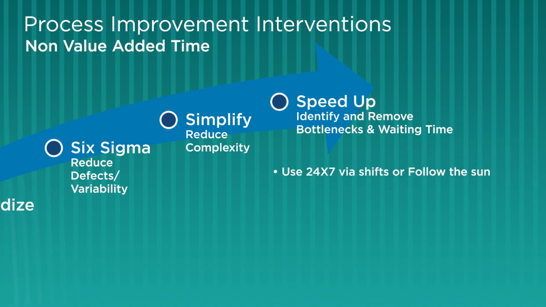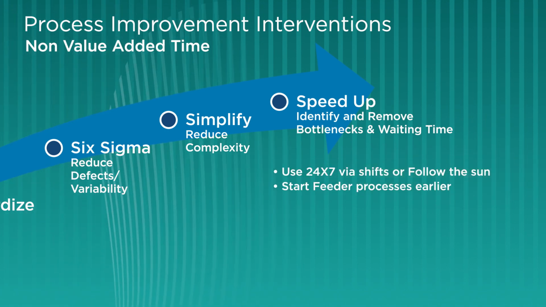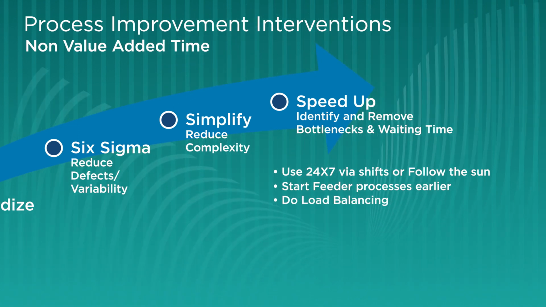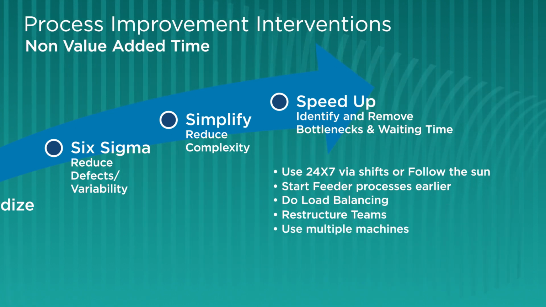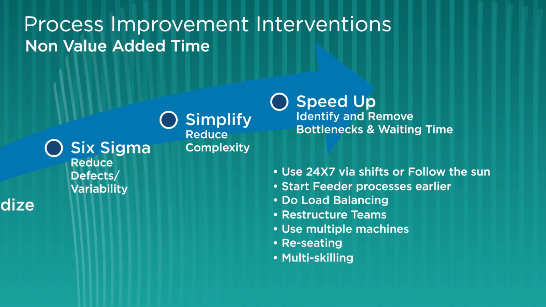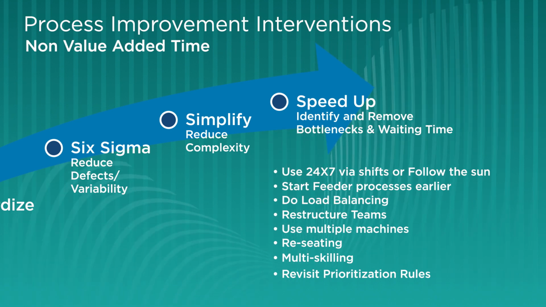Using 24/7 via shifts or follow the sun. Starting feeder processes earlier. Doing load balancing. Restructuring teams. Using multiple machines. Reseating teams. Multi-skilling people. And revisiting prioritization rules.